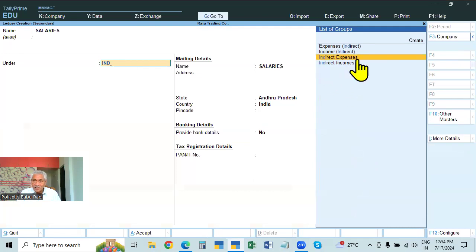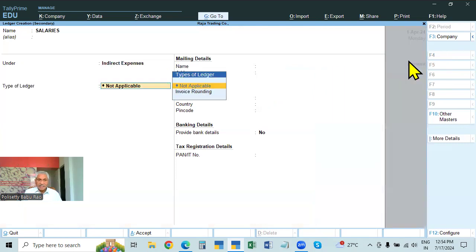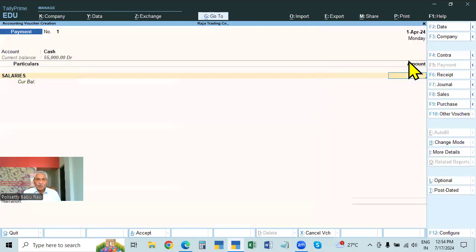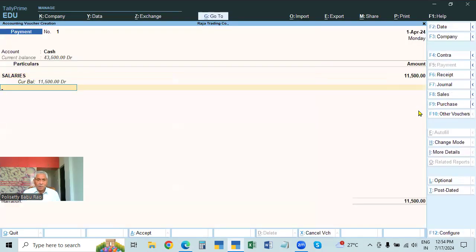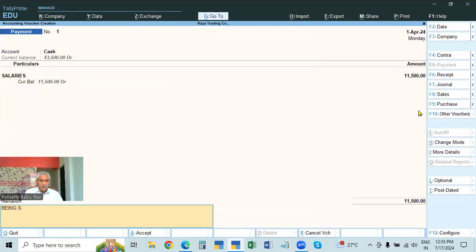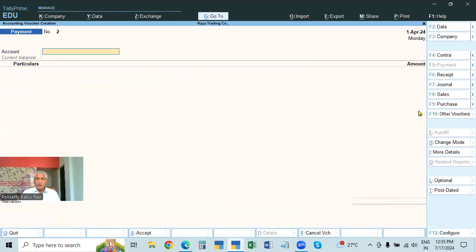Incomes, direct expenses, indirect expenses, direct incomes, indirect incomes. Don't take these two brackets. So indirect expenses, accept. How much salaries did we pay? Totally salary, 5,000 and 6,500, 11,500 rupees we paid. So the salary is paid.